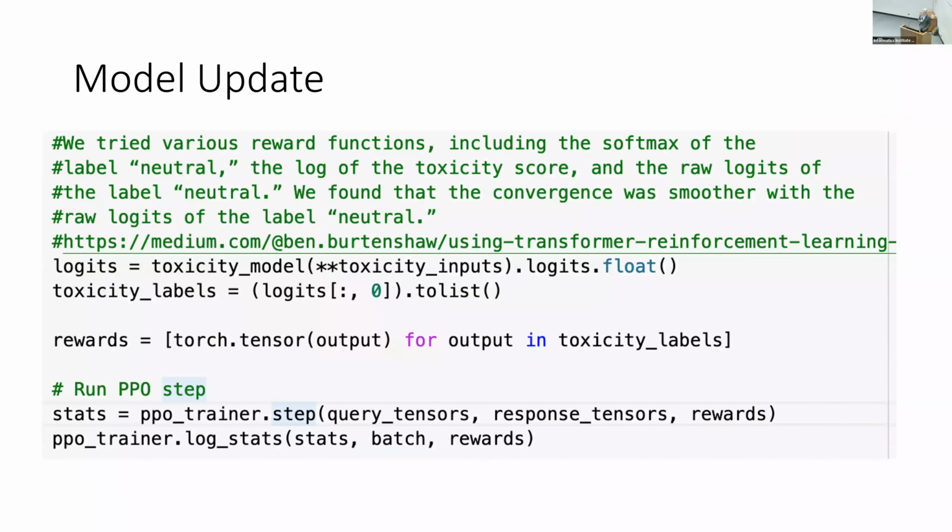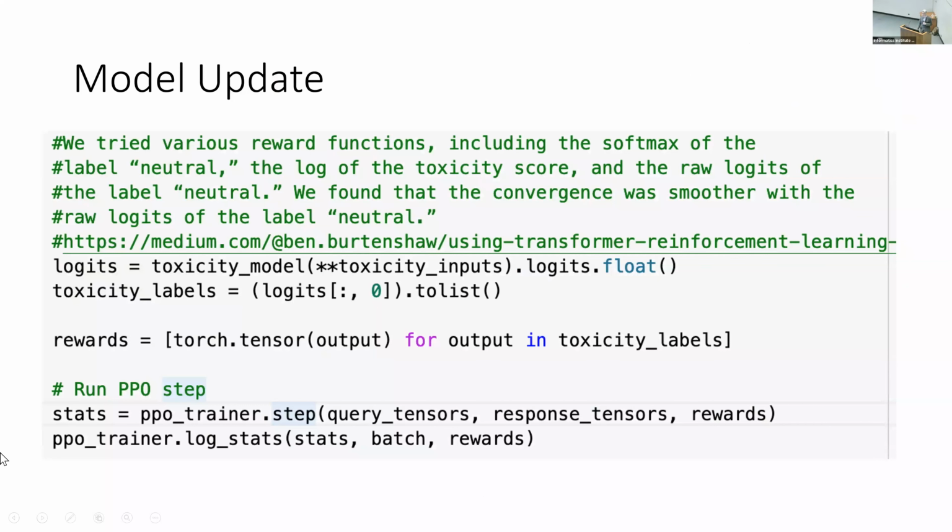Okay, and then we have to update the model. So here, I grabbed this from, I think this is the guy who maybe was involved in it, because there was a Medium page where he had written some things. So, what is the reward here? You could have used just the label neutral. By neutral, they mean non-toxic, but that didn't work very well.